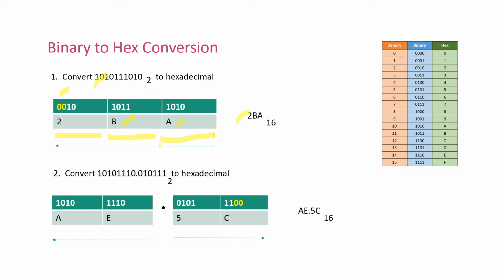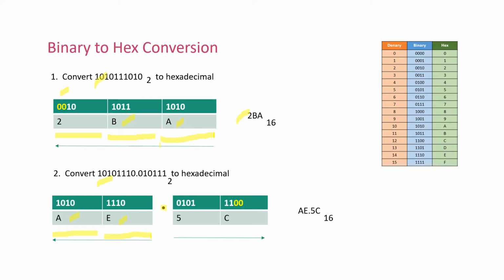And the next one, we will look at the next problem, and the binary number here has a binary point. So we are going to make groups of 4 bits each. The binary digits to the left of the binary point, we are going to separate into groups of 4 bits, and we get 1110, and the hexadecimal equivalent of it is E. 1010, the hexadecimal equivalent is A.